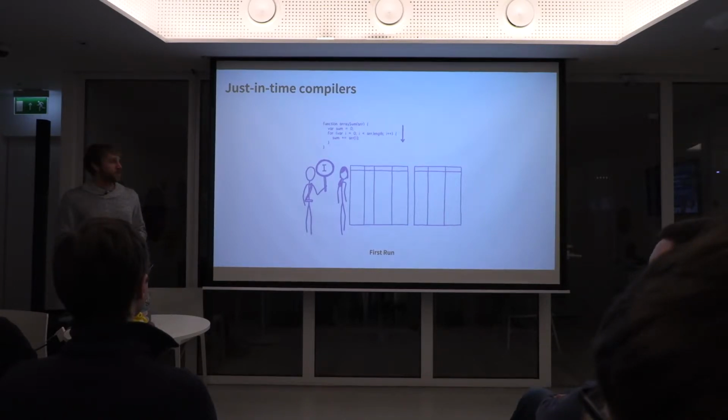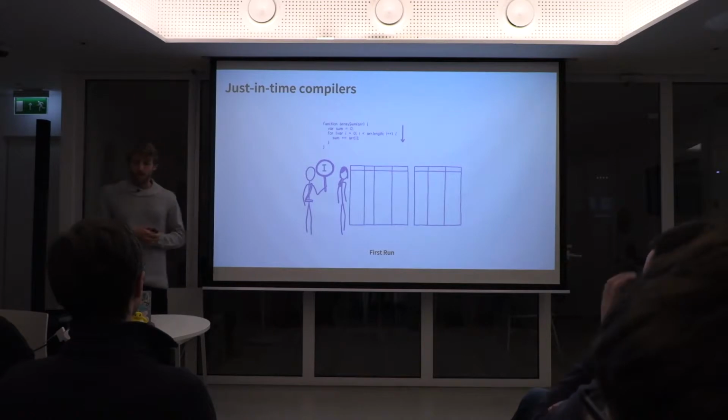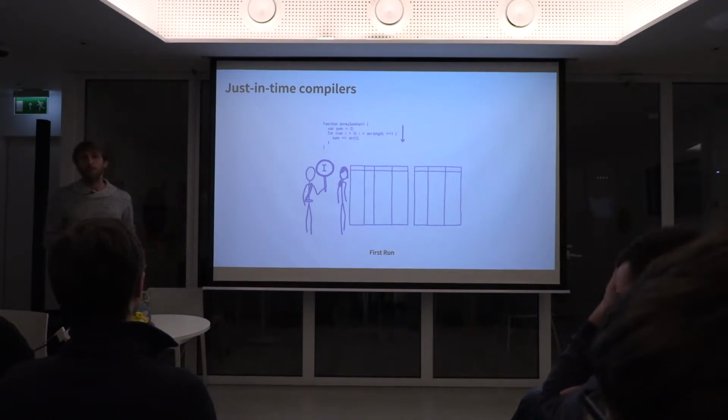Just-in-time compilers were not new in 2008. They originated in the 1970s with the Lisp language. Just a fun fact, but only in 2008 did browsers start incorporating this. So what is a just-in-time compiler? It's basically an interpreter, but you add another component to it. The component is called a profiler.